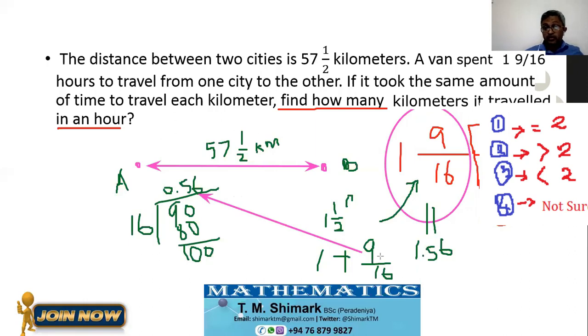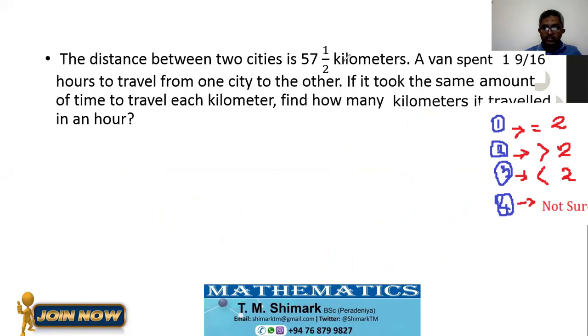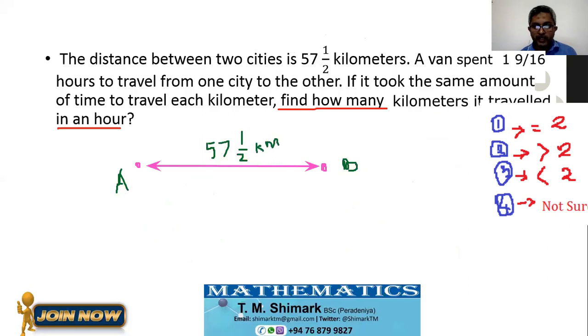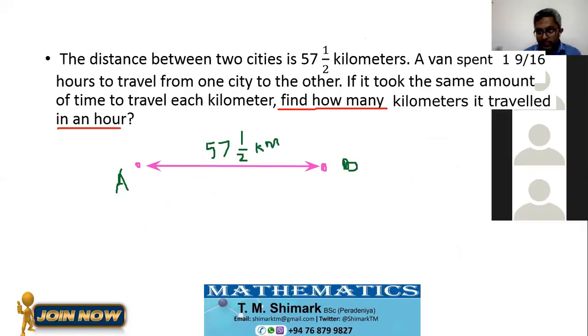Okay. Now the question is not this one. Small or big is not the issue, right? Now we have a different question. The distance between two cities is 57.5 kilometers, and it says a van spent 1 and 9 by 16 hours. That means less than 2 hours, more than 1 hour. To be precise, 1.56 hours, we found out, right?